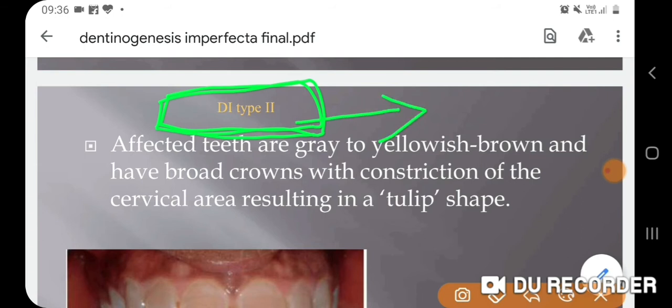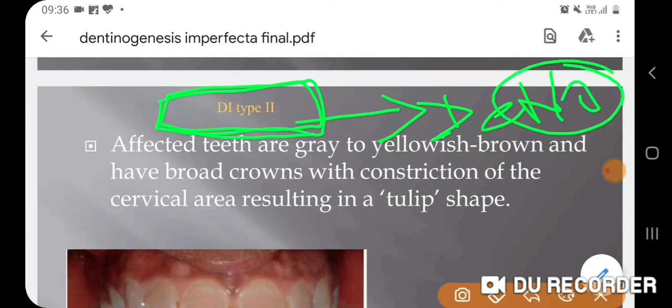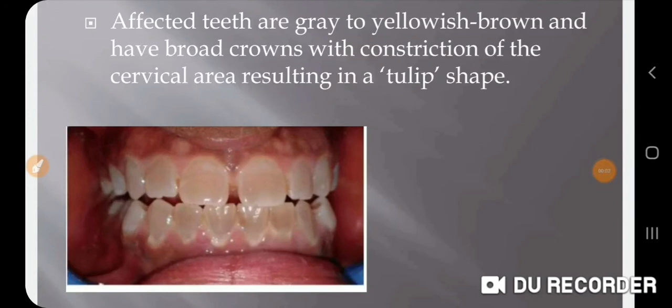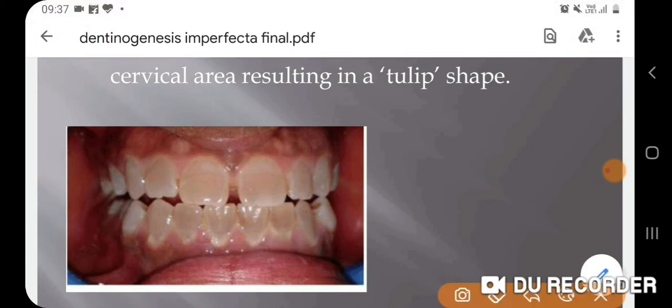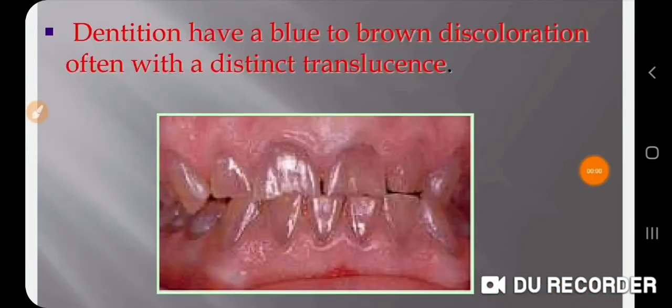Now we come to dentinogenesis imperfecta type 2 or Shields type 2 classification. Only a dentinal defect is seen here, no systemic disorder is involved. The incidence rate of this disease is 1 in 6,000 to 8,000 people, and the affected teeth are gray to yellow-brown and have broad crowns with constriction of the cervical area, resulting in a tulip shape, meaning the crown is broader and appears like a tulip flower shape. Dentition has a blue to brown discoloration, often with a distinct translucency.